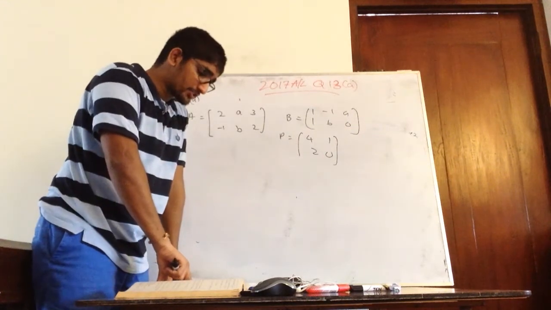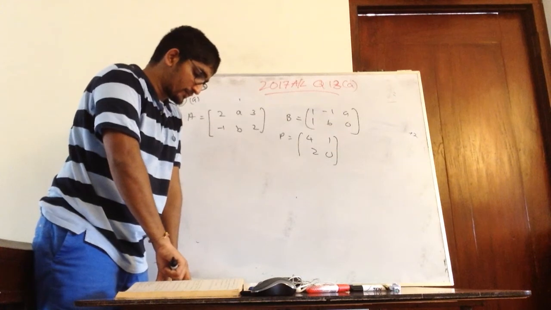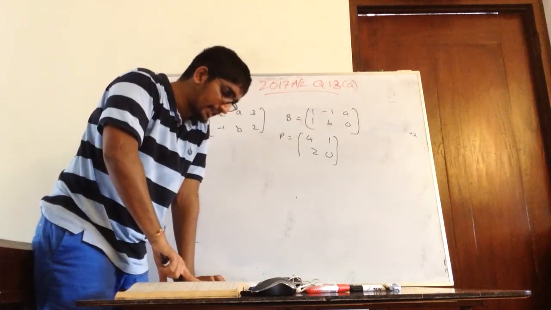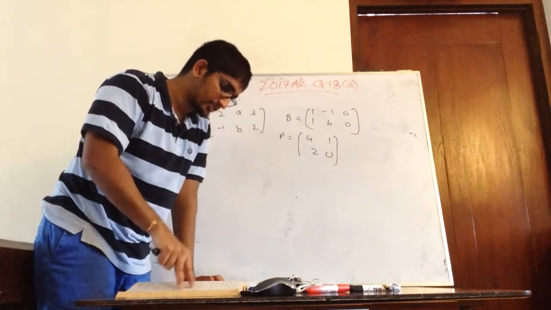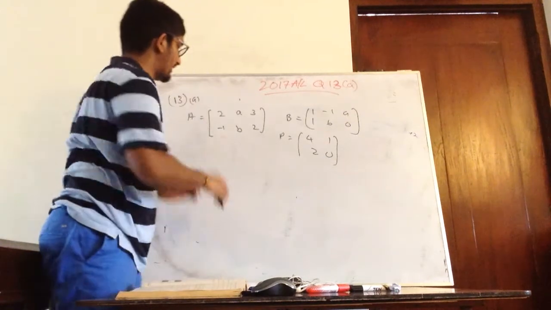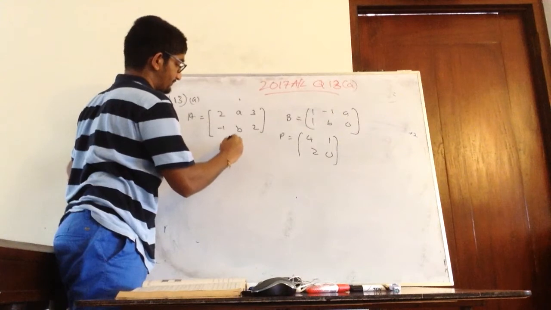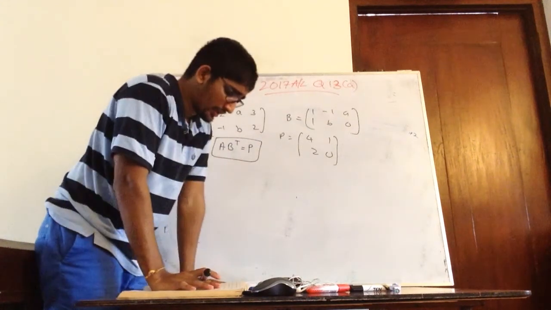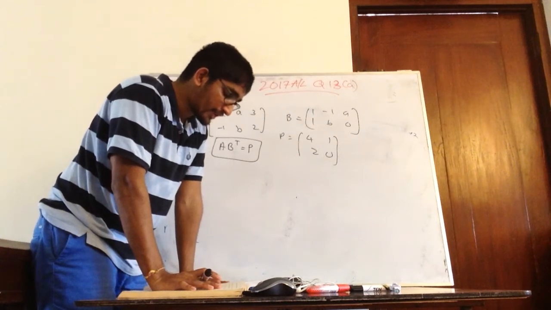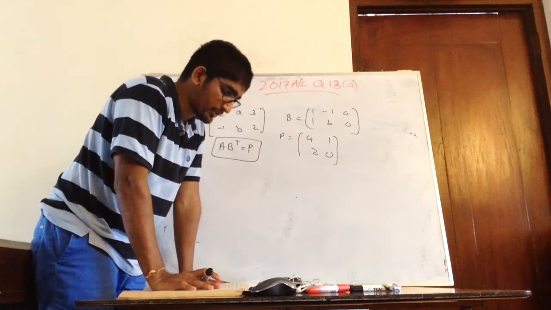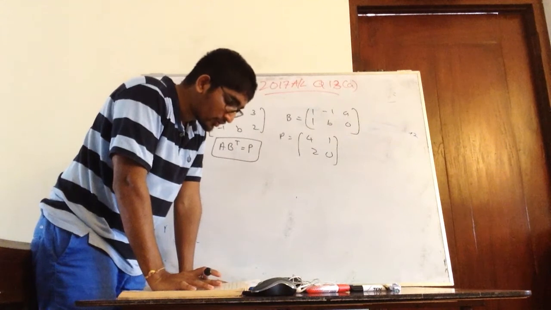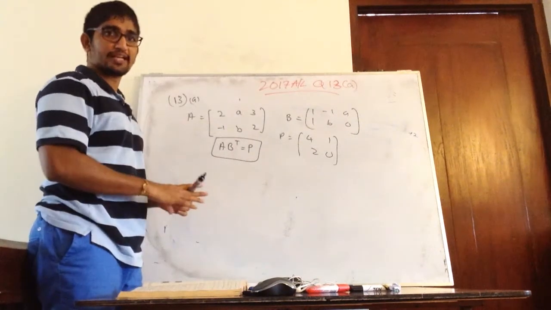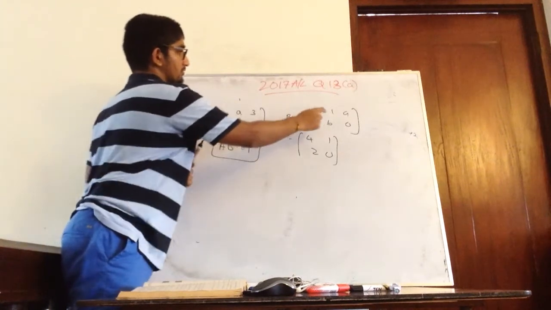Then they are saying, it is given that AB transpose is equal to P. So they have given this, where B transpose denotes the transpose matrix of B. Show that A equals 1 and B equals -1, right? So we need to find A and B. So these are the unknowns.